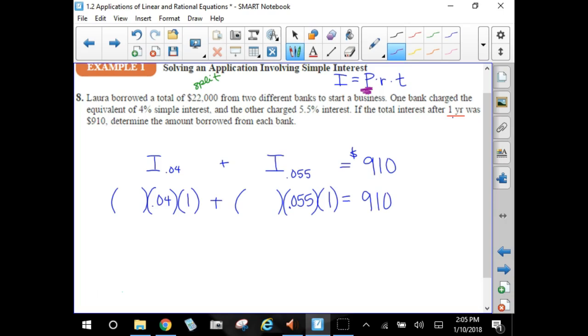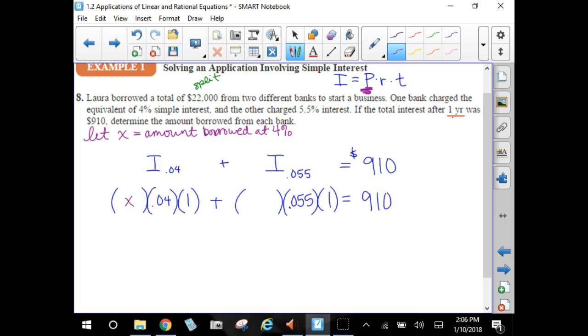What's the principal at 5.5%? Okay, so we're going to let that be our unknown x, or you could use a p there if you wanted to. But I'm going to say let x be equal to the amount that she borrowed at 4%. What chunk of the $22,000 did she borrow at 4%?